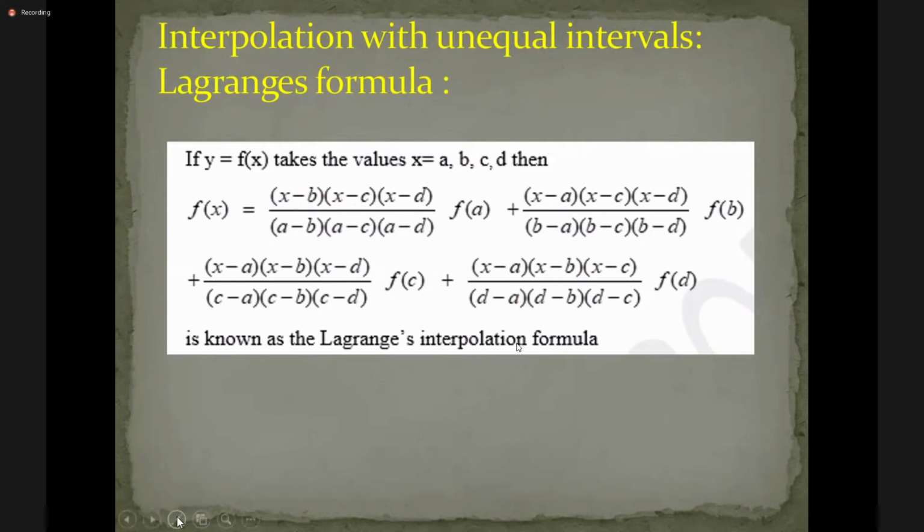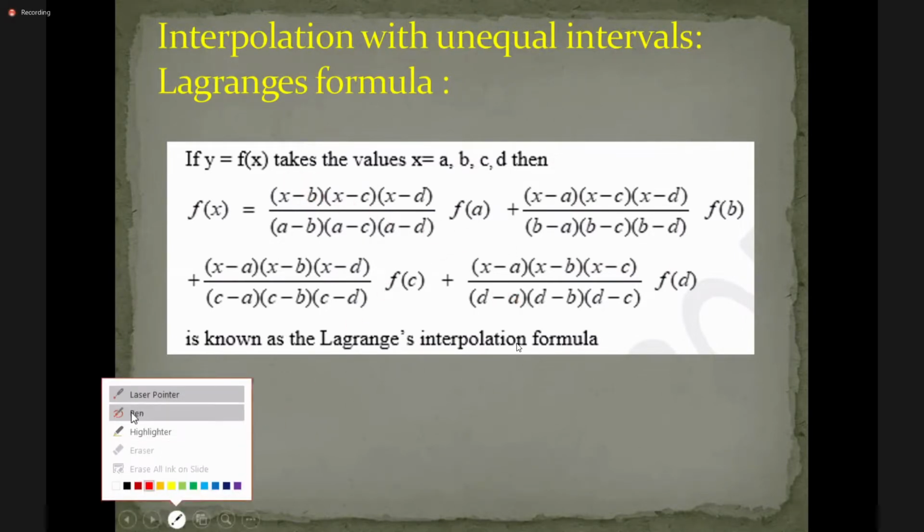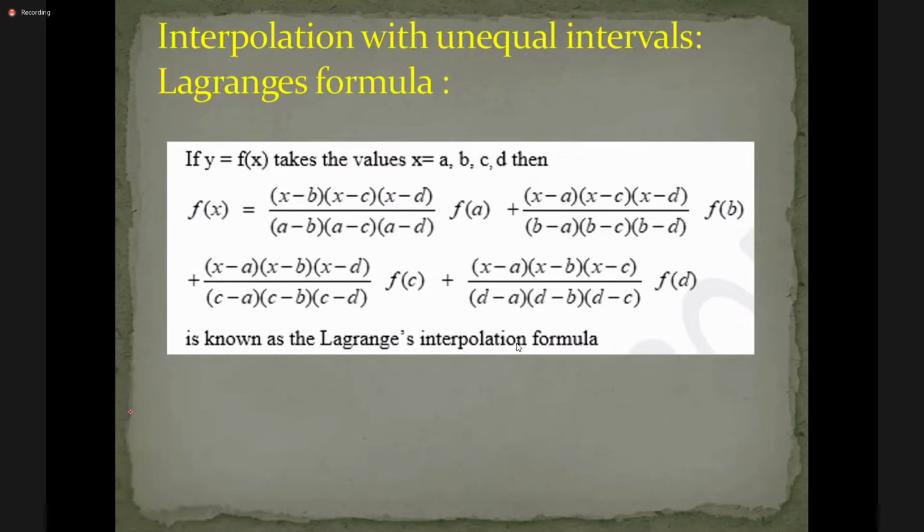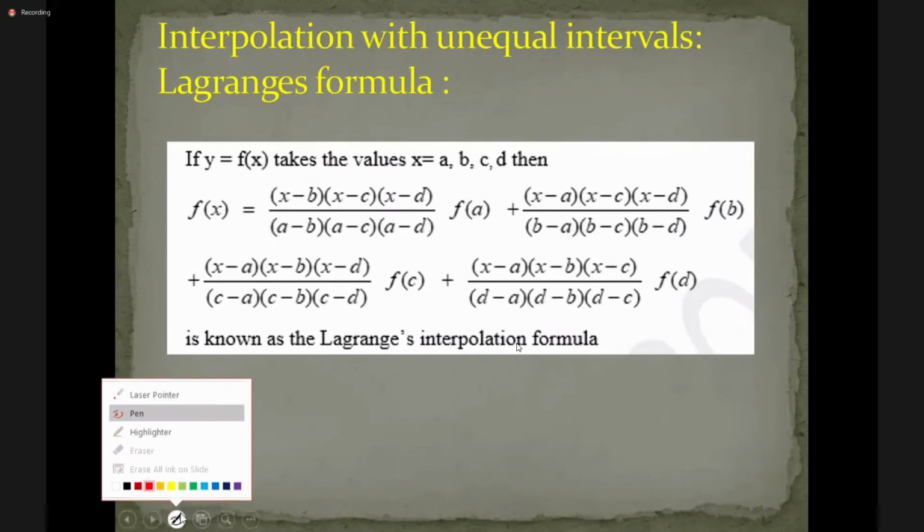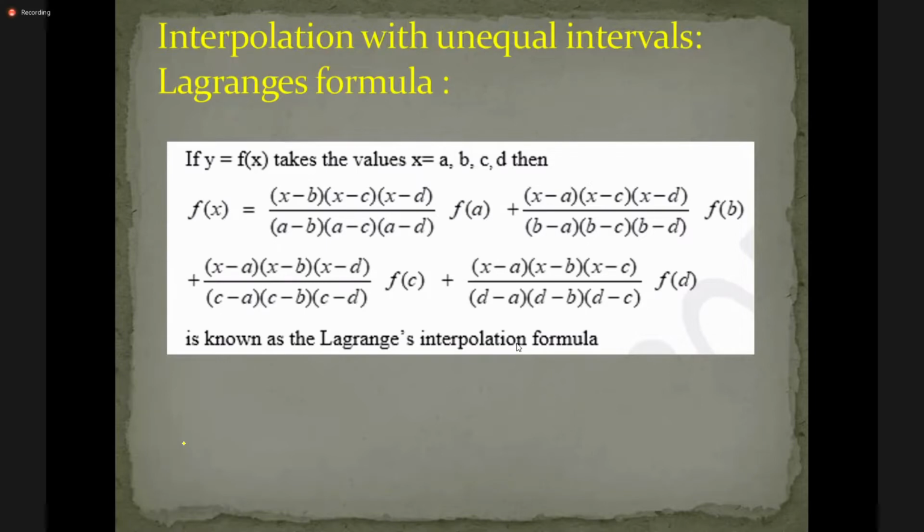It's a very simple formula. This formula can be used for any number of points. So let me take only 2 points. Suppose we are given 2 values, x is a and b, and f(x) is f(a) and f(b), say x1, y1 and x2, y2. Only 2 values given. Can you tell me which degree polynomial we will get for this data?